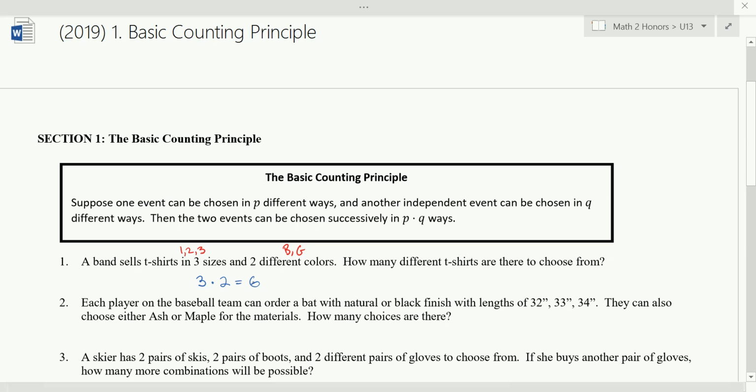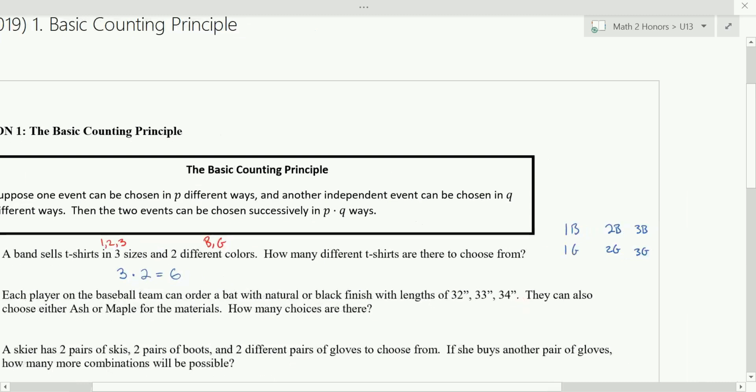Does anybody have a good reason why? This one's not a hard one to explain, so you did have one, yeah. There you go. So each size, 1, 2, and 3 can be paired with either blue or green, right? So you can have 1B, 1G, I'll list them out. Size 1 with blue, size 1 with green, or size 2 with blue, size 2 with green, or size 3 with blue, and size 3 with green, right? And there we have it.